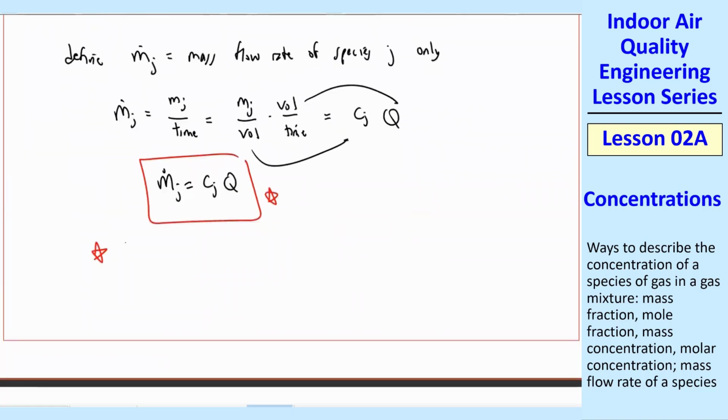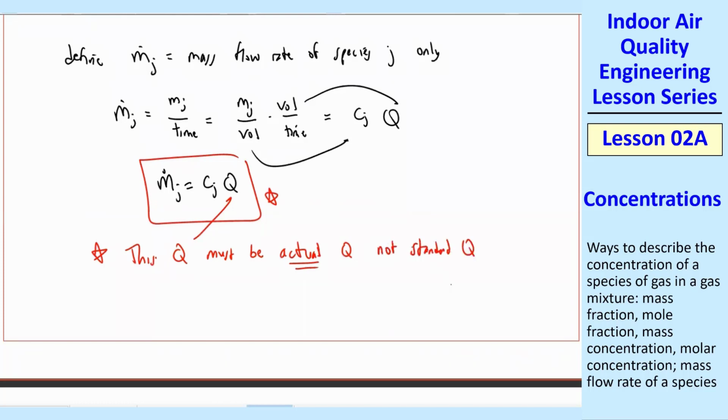And I have a caution here I'll put in red, is that this Q that we're talking about here must be the actual Q. Remember, we talked about the difference between actual Q and standard Q. So this has to be the actual Q, not the standard Q, because we're multiplying and dividing by the same volume there. And so you would get messed up if you did it the other way. So make sure when you're using this formula that you use actual volume flow rate, not standard volume flow rate.